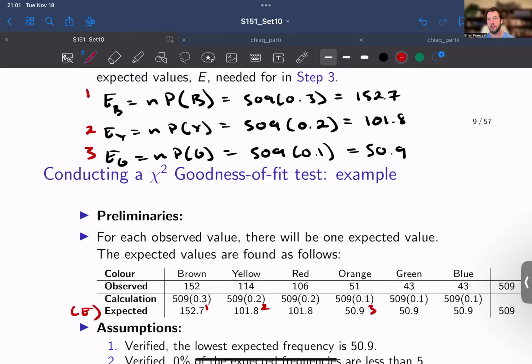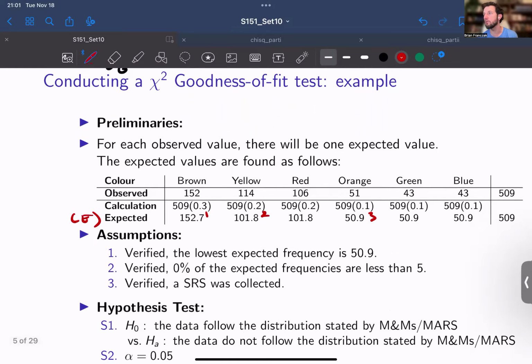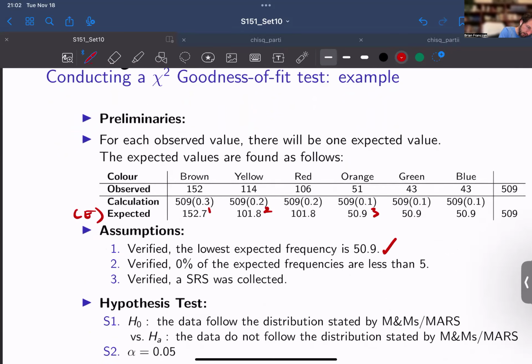Once we have computed the expected values, the next thing we have to do is check the assumptions. Again, we have 3 assumptions. The first assumption is that no expected value is less than 1. Our lowest expected value is 50.9, which is bigger than 1, so we have no expected values less than 1. Here, every E is greater than 1.